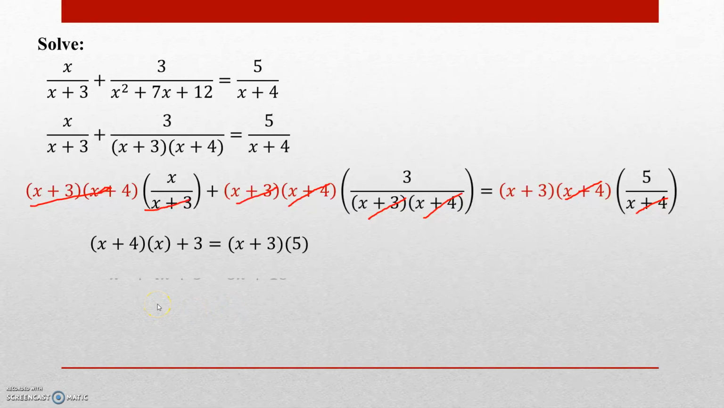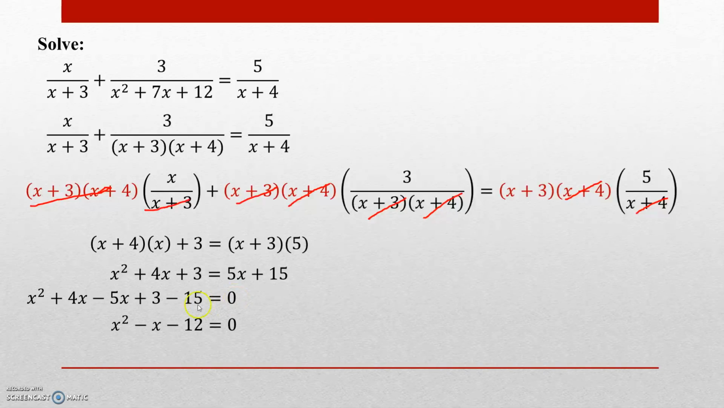So, let's simplify that. X times x, x squared. 4 times x, 4x. Plus 3 equals x times 5 is 5x. Then 3 times 5 equals 15. So, let's simplify that. We have x squared plus 4x. Nilipat ko si 5x sa kabilang side. Kaya naging negative 5x. Then, plus 3. At nilipat ko din si 15. Kaya magiging negative siya dito. Equals 0.